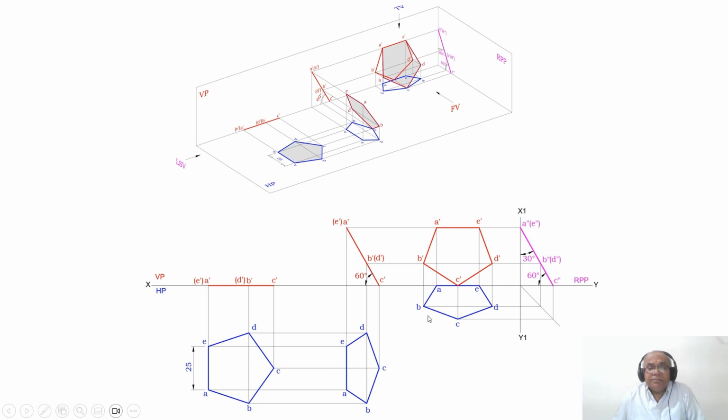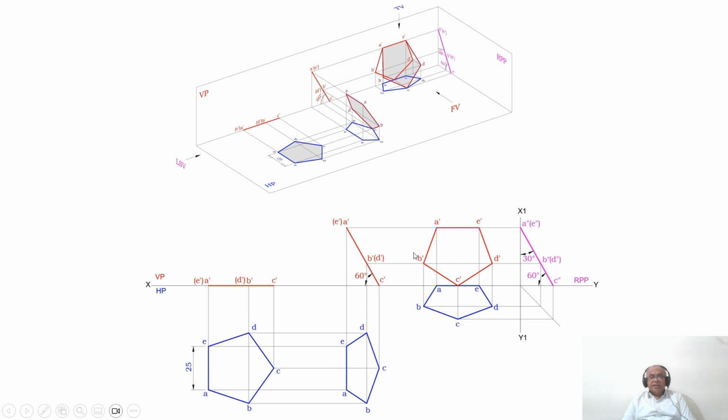Then join E to B, B to C, C to D, D to E and E to A with a dotted line. Now I need to write the front view. So to do that, from C you draw a vertical projector to the XY line, as C dash is on XY line, so you mark that point as C dash. And draw a vertical projector from both B and D to the front view, and draw a horizontal projector from B dash and D dash.